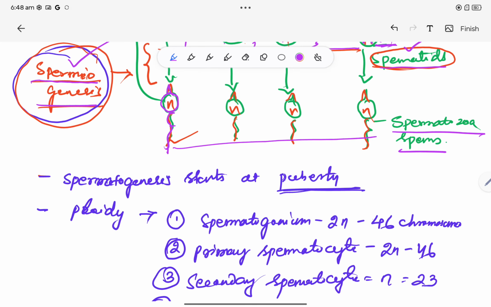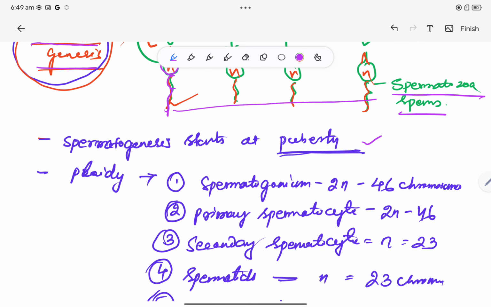Now let me tell you some important points related to this. Spermatogenesis starts at puberty. Very, very important. Why am I telling you? Because when we compare it with oogenesis, that time it is very essential, and comparative questions and conceptual questions will also be asked based on both spermatogenesis and oogenesis. And ploidy, let me tell you what is the ploidy of which cell.